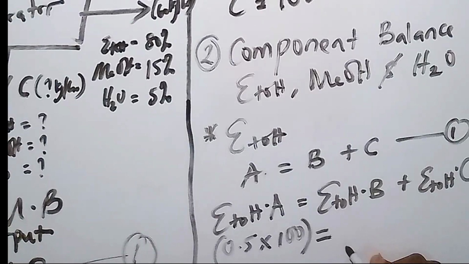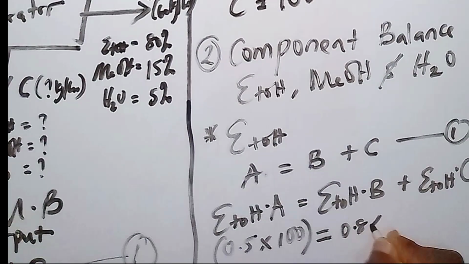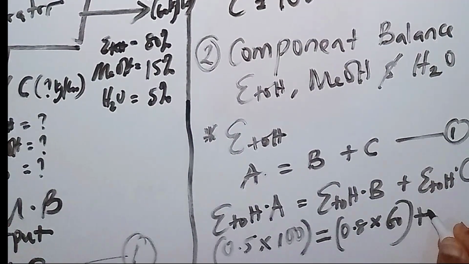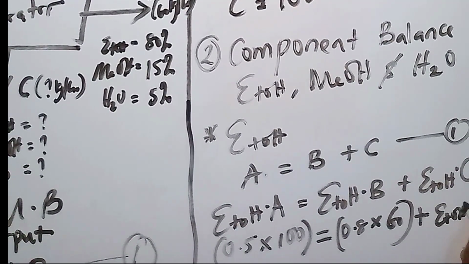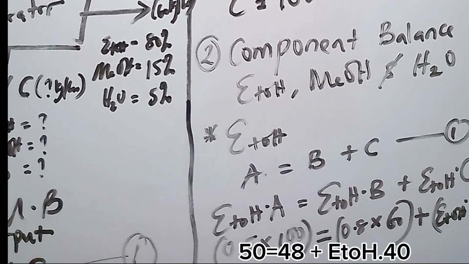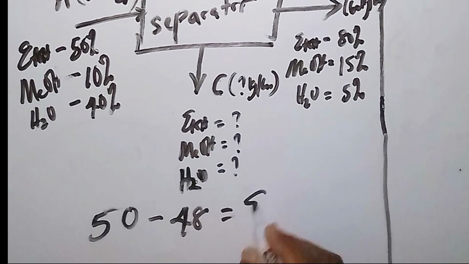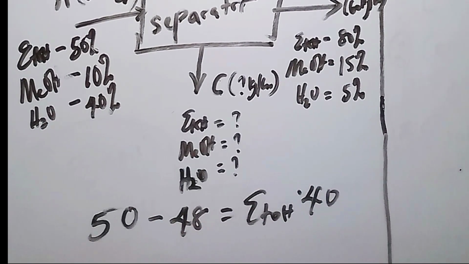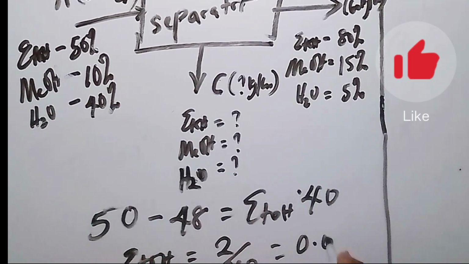This is equal to ethanol in B, which is 80%. So 80 divided by 100 is 0.8, multiplied by B, which is 60, plus ethanol in C. We don't know the composition of ethanol in C, so we just put ethanol, but we know the mass of C, which is 40, so we multiply by 40. So multiply, collect like terms, and divide. So 0.5 times 100 is 50, minus 48 is equal to ethanol times 40. So you subtract and divide through. So ethanol becomes 2 divided by 40, which is equal to 0.05.